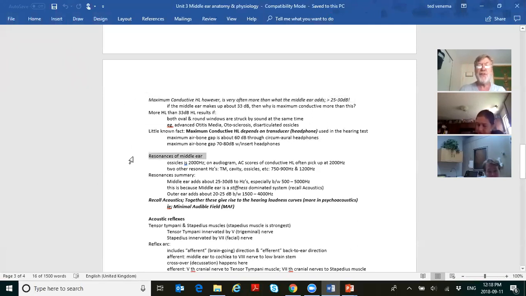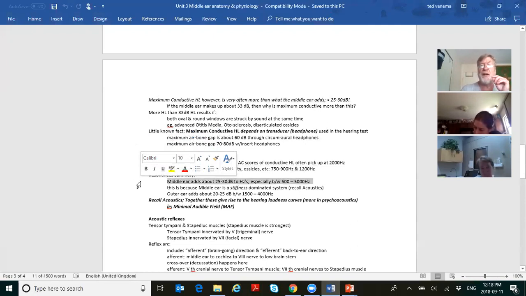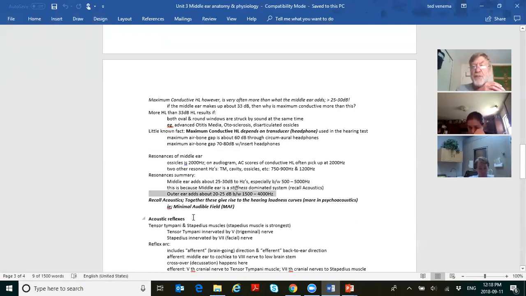Then we covered the resonances of the middle ear. The resonance of the middle ear ossicles is 2,000 hertz. You have 2 other little resonant frequencies around 900 and 1,200 hertz, something like that. So the resonance summary: the middle ear adds about 25 to 30 dB, actually about 30 to 35, especially between 500 and 5,000 hertz. The outer ear adds about 20 to 25 dB between 1500 and 4000 hertz.